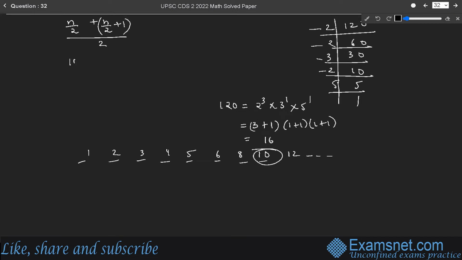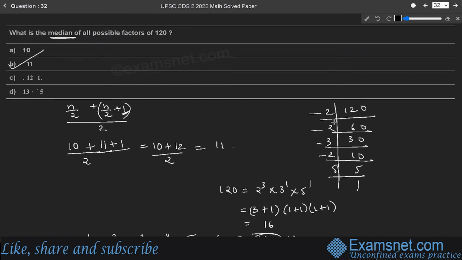Now, n by 2 is 10. So 10 plus the term for n by 2 plus 1, means 10 plus 12 upon 2, because there will be plus 1 also here. By taking the LCM, it will be 10 plus 12 by 2. So on further solving this, it will be equal to 11. So we can say that the median for all the possible factors of 120 is 11. So the correct option is option number B, which is 11. I hope this question is clear to you.